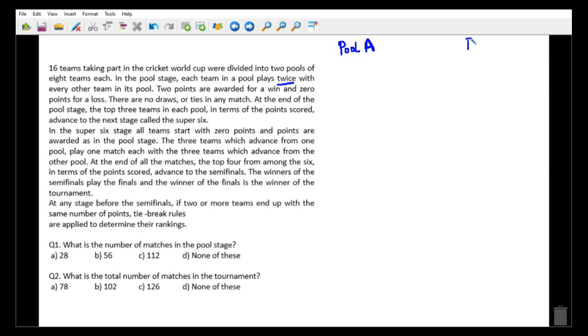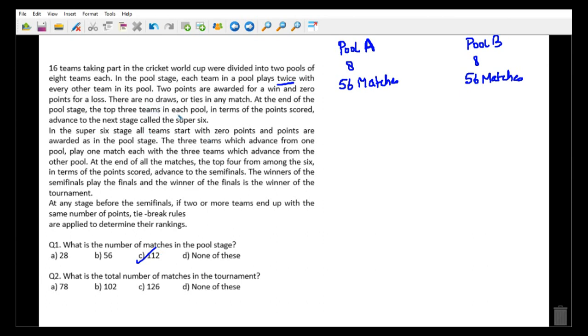So we have two pools, pool A and pool B. We have 8 teams over here, we have 8 teams over here. So how many matches are going to be there for pool A? It is going to be 8 into 7 by 2 into 2 basically. So we can say 8 into 7, that is 56 matches over here, or rather 8C2 into 2, that is 56 matches over here. And likewise we will have 56 matches in pool B as well. So by this much information, can I answer the first question? What is the number of matches in the pool stage? That is going to be 56 plus 56, that is 112 matches.